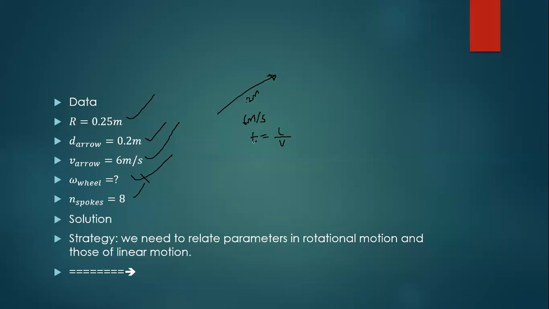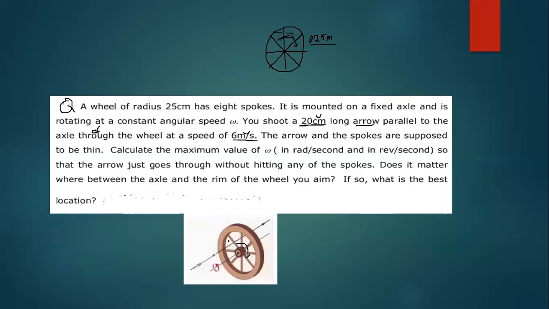Now that same time I should also relate with the wheel as it is moving. So for this spoke to move from this position to this other position, there will be a certain distance that it will move, a certain distance when the wheel will be rotating.